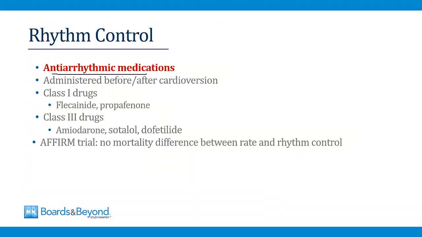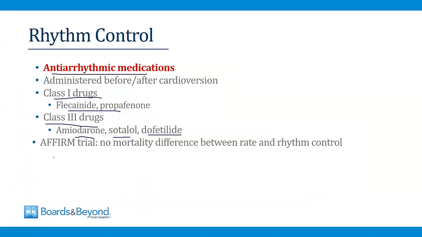You don't need to know a lot about this for your board exams, but you should be aware of some of the drugs we use for rhythm control. Class 1 drugs like flecainide and propafenone can be used in patients who have structurally normal hearts. In other words, no history of cardiomyopathy or valvular disease. Class 3 drugs like amiodarone, sotalol, and dofetilide can be used in patients who have structural heart disease.